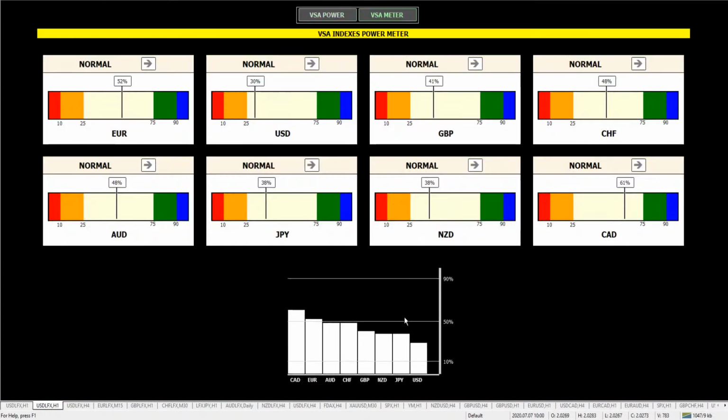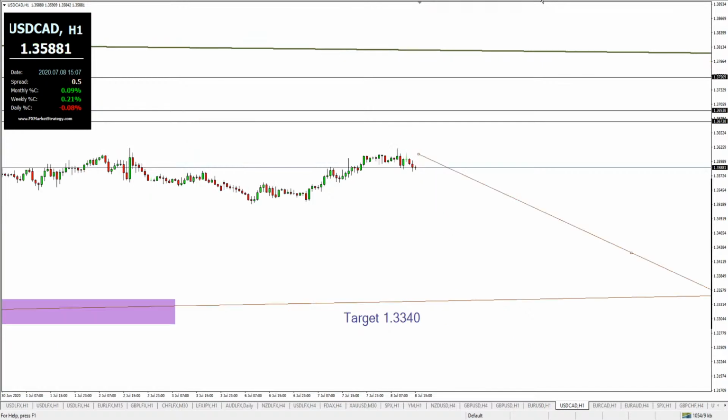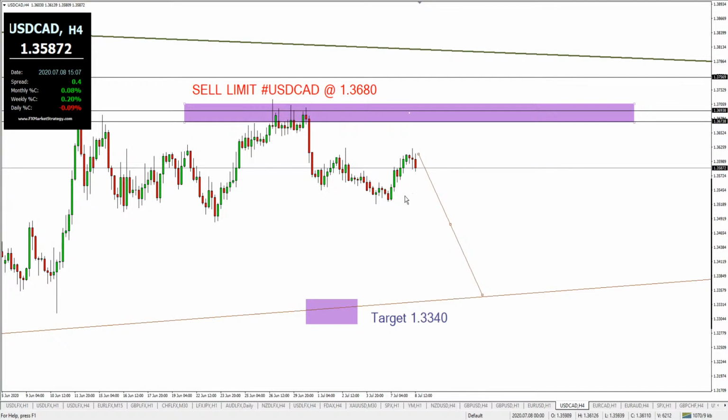The dollar is really weak and the Canadian is strong. So if you go to the USD CAD, you can see it's not moving too much, but probably we can take a sell on this one. This area has been holding as a very strong area, so this is possibly a sell.